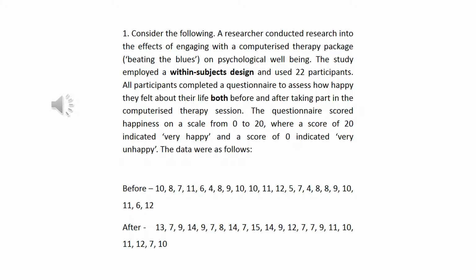The questionnaire scored happiness on a scale from 0 to 20, where a score of 20 indicated very happy and a score of 0 indicated very unhappy. Their data were as follows. So we can see that the same participant took part before the therapy and then after, and indicated how happy they were. So therefore we have a within subjects design, and this will influence the type of test that we use.